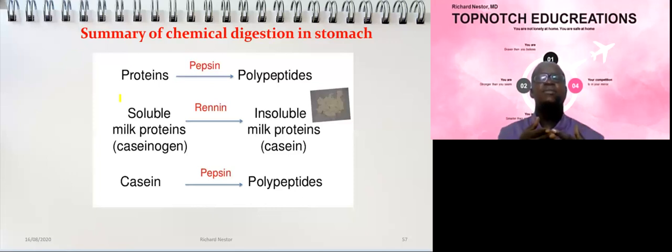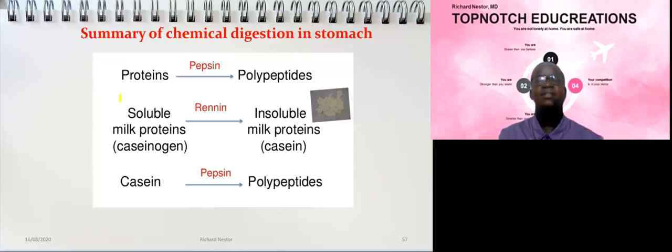So if you were to describe digestion of food in the stomach in a nutshell, what will you put forward? We have said that arrival of food in the stomach stimulates secretion of gastrin hormone. The gastrin hormone will further stimulate the secretion of gastric juice by the gastric glands you find in the walls of the stomach. The gastric juice contains pepsinogen, it contains prorenin, and it contains hydrochloric acid. Then the hydrochloric acid will activate pepsinogen to pepsin. It will also activate prorenin to renin. Then the pepsin will digest proteins to polypeptides and peptides. Renin will convert carcinogen, a soluble milk protein, to casein, an insoluble milk protein. Then the pepsin will act on the casein, digesting it into polypeptides.